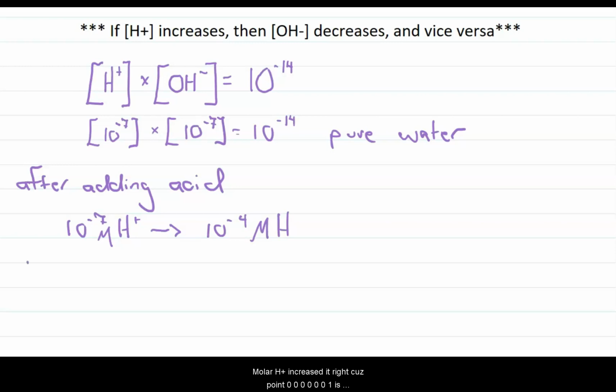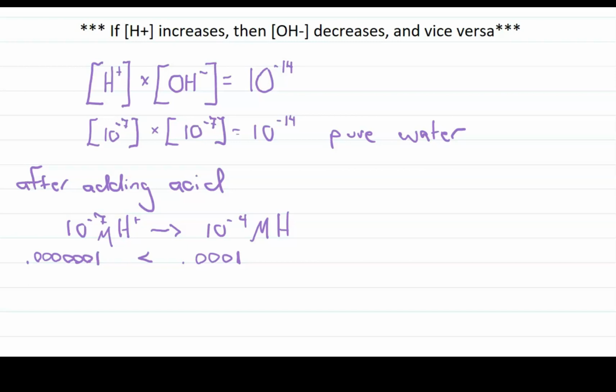Because 0.000001 is going to be less than 0.0001, right? That's what those two numbers are. So if I add acid, I go from that 10 to the minus 7 molar hydrogen ion concentration to a 10 to the minus 4. What then is going to happen to my hydroxyl ion concentration?